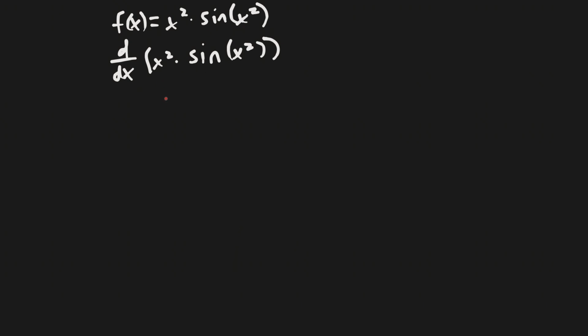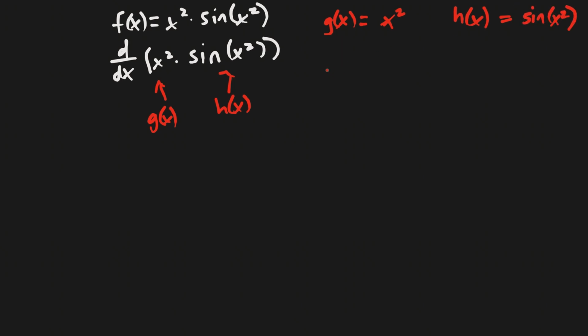So here I need to use the product rule because we have a product, and I'll split this into two functions. I'll call this one g of x, and I'll call this one h of x. So g of x is equal to x squared. h of x is equal to sine x squared. The derivative of this, g prime of x, is going to be equal to 2x.